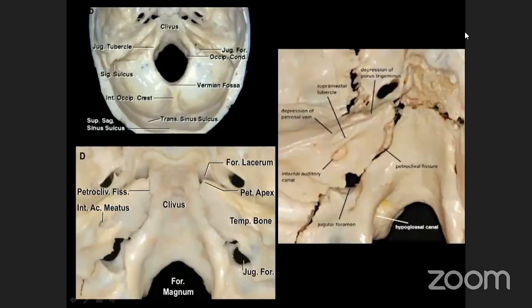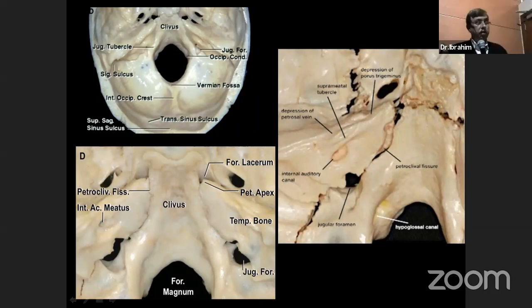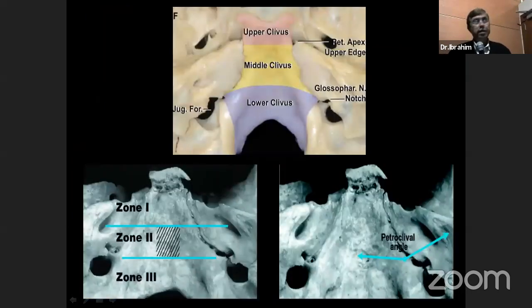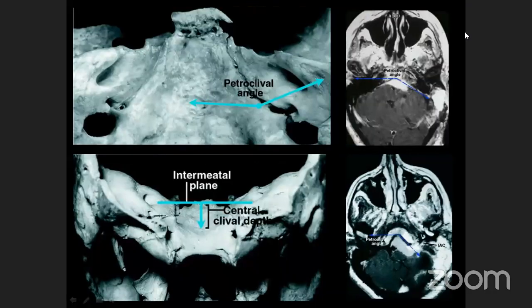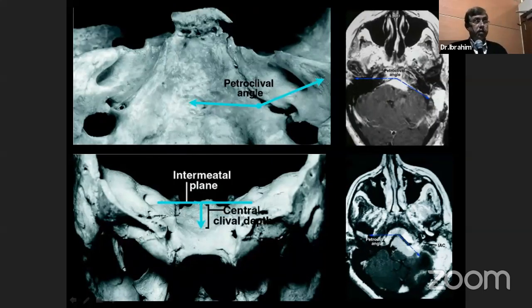Again, this is the clivus. This is the petrous bone. They make a connection here. And you can see the cranial nerves and the skull base. So we classify the clivus into upper, middle, and lower clivus. Upper zone, middle zone, lower zone. And there is an angle between the clivus and the petrous bone. So it is not flat, there is an angle. And that makes it difficult for surgeons. This angle is to be appreciated only by people who work there.